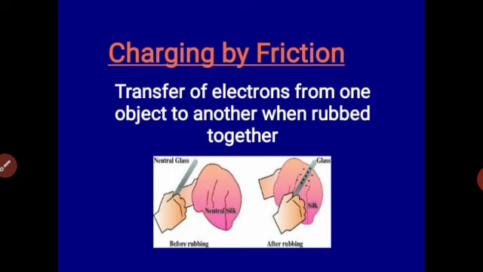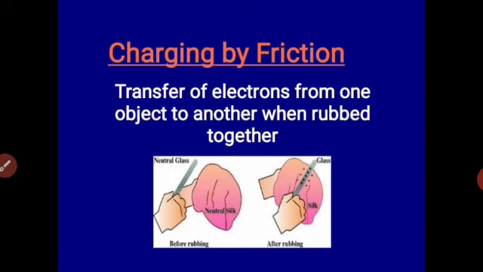They get charged because electrons transfer from one object to another. These are the outer shell electrons or the free electrons which are available, which can be easily transferred from one object to another object. In this case, we see the glass rod is getting positively charged. It means that electrons from the glass move on to the silk cloth. Because there is loss of electrons from the glass rod, the glass rod becomes positively charged.